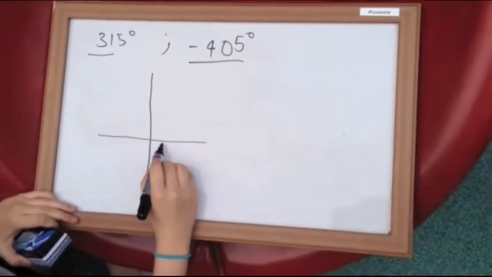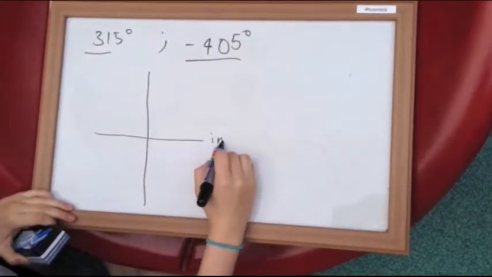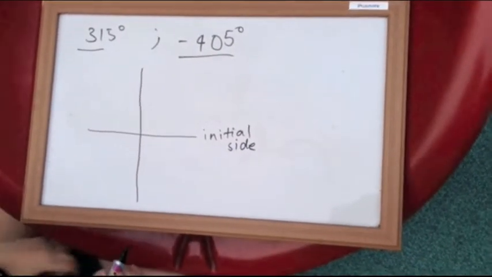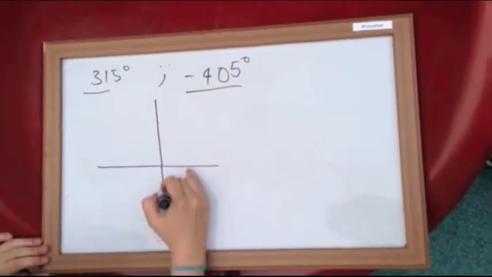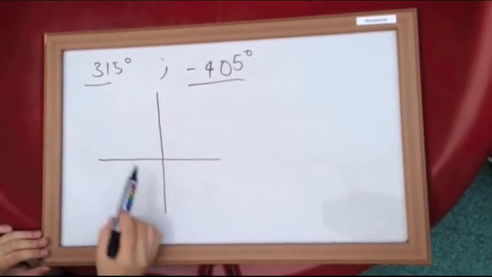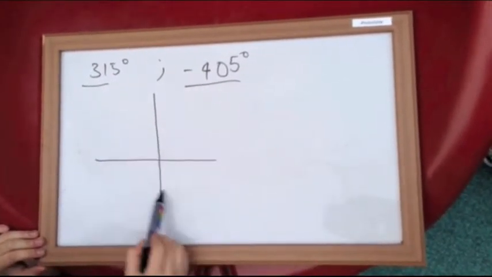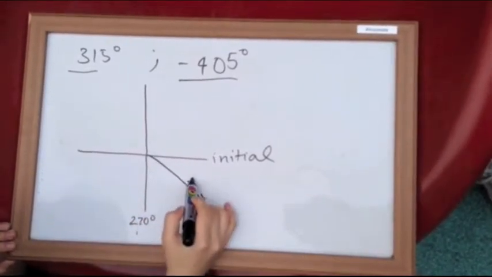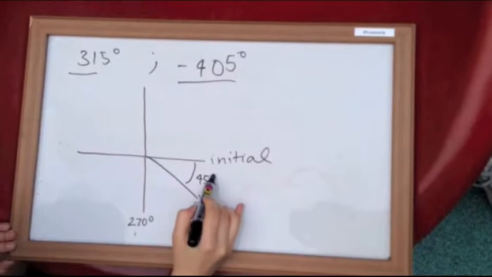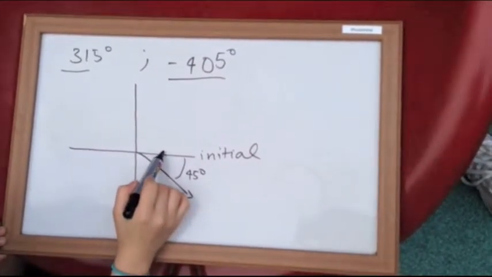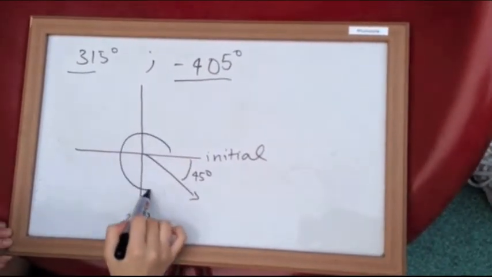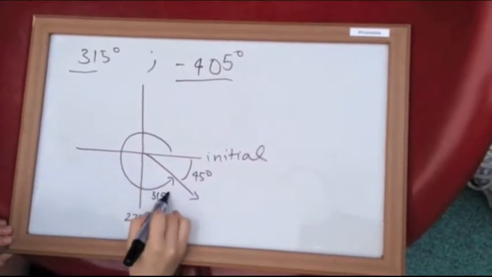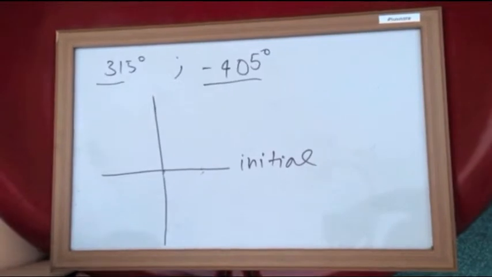Always start on this side of the graph, which is called the initial side. First, we will draw the 315 degree angle. Since 315 is a positive angle, you will go this way. You will want to end right here and leave a 45 degree mark right there. And now you will label your circle with an arrow. This indicates 315 degrees.